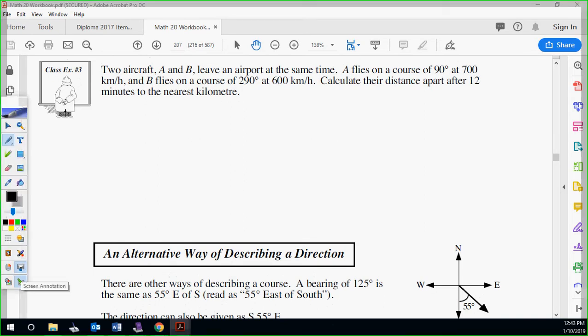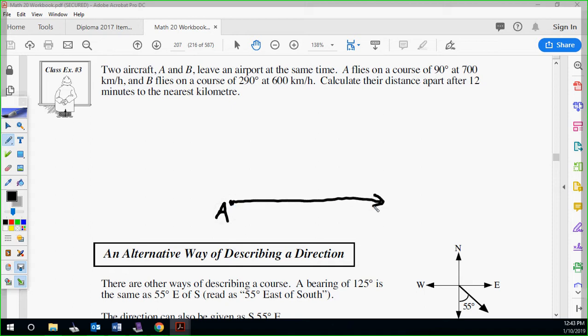A flies at a course of 90 at 700 kilometers an hour, and B flies at a course of 290 at 600 kilometers an hour. Calculate their distance apart after 12 minutes. Okay, so first off, we do need to figure out the course on which they're leaving the airport. So A flies a course of 90, which is going straight out.